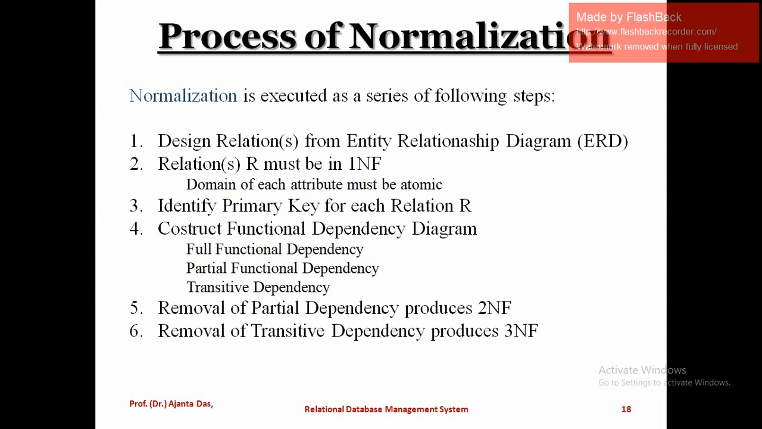If we can remove the partial dependency, I already mentioned it will produce 2NF or second normal form. If we remove transitive dependency, then we get third normal form. Please note down the steps one by one, because this is very important while you design your database, and you have to follow the normalization. Well, any other explanations, or can we move forward?